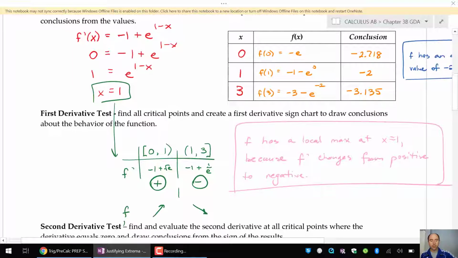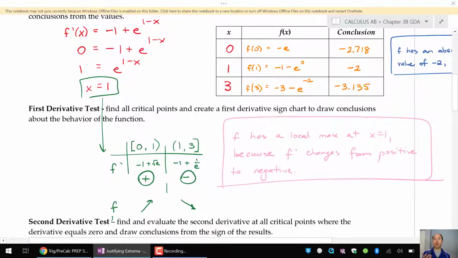So the first derivative test, that's the next method of finding extrema, that's where we're going to create a sign chart. So I found the critical point already of 1 in the previous part. As I build an f prime sign chart, I'm going to look at the intervals from 0 to 1, and then again from 1 to 3. And I'm only interested in the sign, positive versus negative, of the derivative.